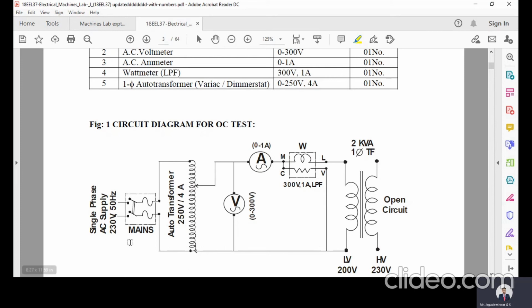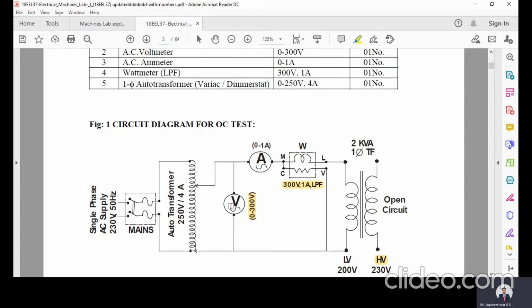So this completes the circuit, and you have to keep the HV winding open, as you can see here. So this is the wattmeter you have to use, where the rating of this wattmeter is 300 volts, 1 amp and LPF, and across here you need to measure the voltage, and the range of voltmeter that has to be connected is 0 to 300 volts. So in case of OC test, we'll gradually vary this auto transformer to apply the rated voltage.